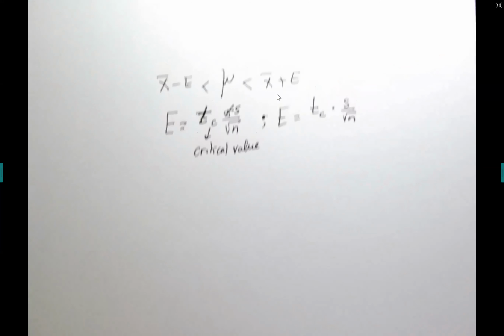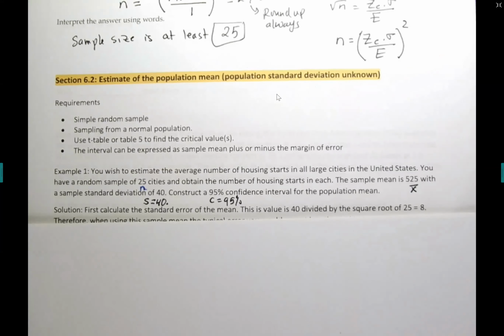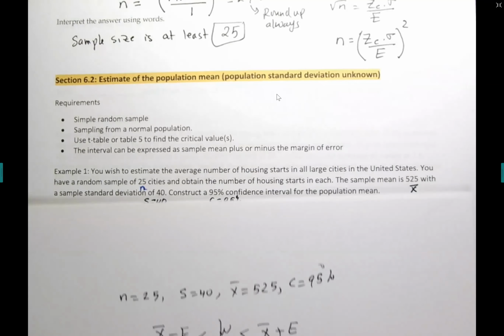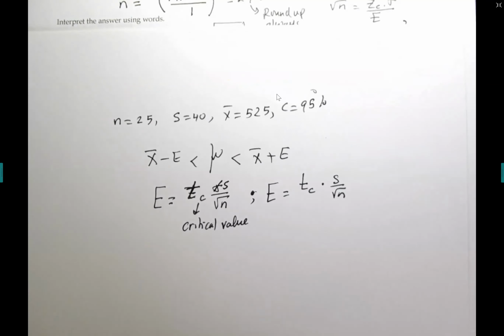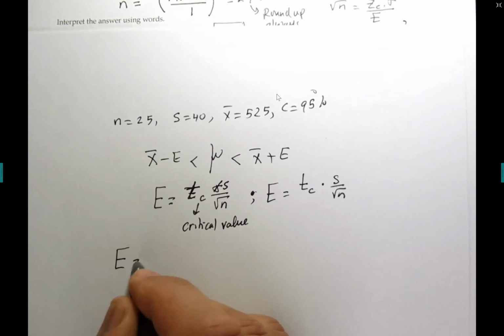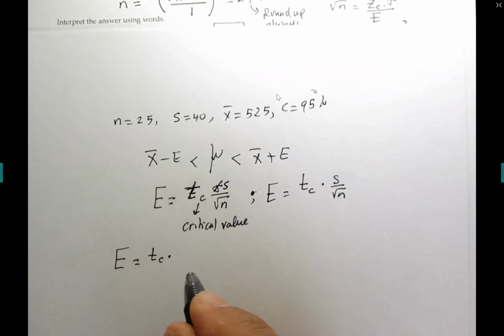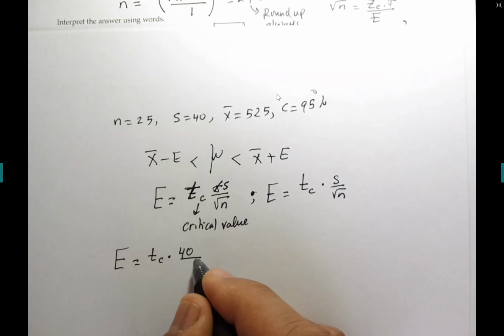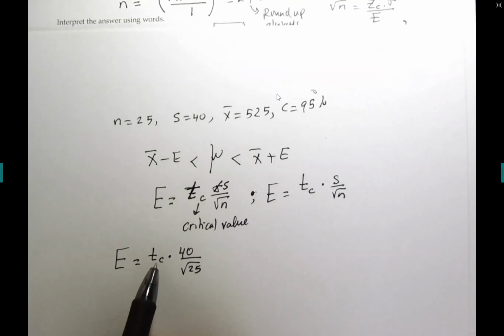So now if I record the information again, N is 25, S is 40, X bar is 525, and confidence level is 95%. Okay, watch. Let's find E first. It's TC. We haven't shown you yet how to find it. S is 40 and N is 25, square root of 25. Now, for the critical value, guys, ZC is a critical value and TC is a critical value.